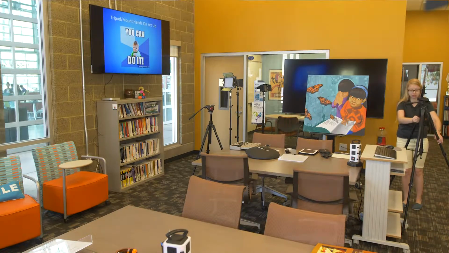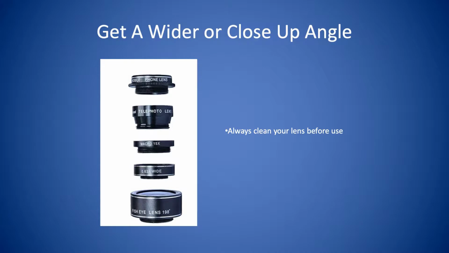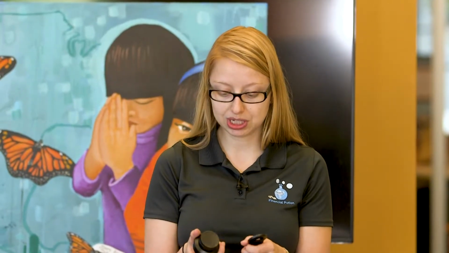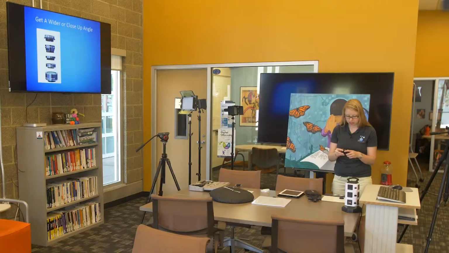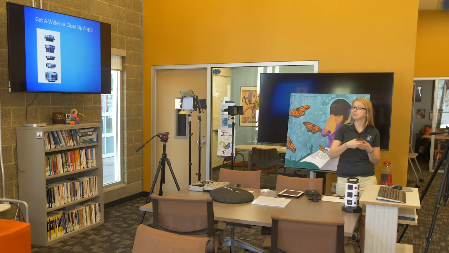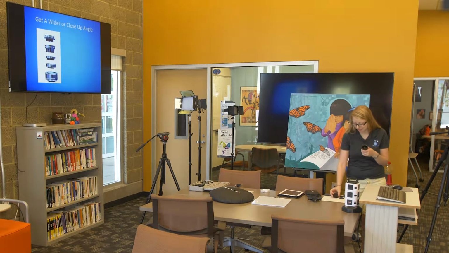Another piece of equipment that you might want to be using during your production is getting a wider or close-up angle. We have these pieces here that can attach onto your phone. So what you would simply do is unscrew your little lens and put it onto your adapter. Once again, righty-tighty, lefty-loosey. You would then always take the lens cap off. That's an important thing to remember, is take your lens cap off.